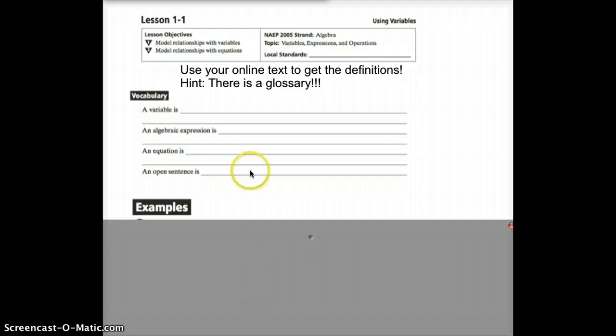This is lesson 1-1 and we'll be learning about modeling relationships with variables and modeling relationships with equations.